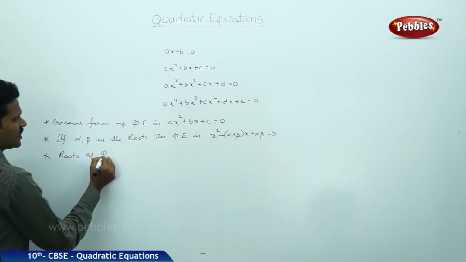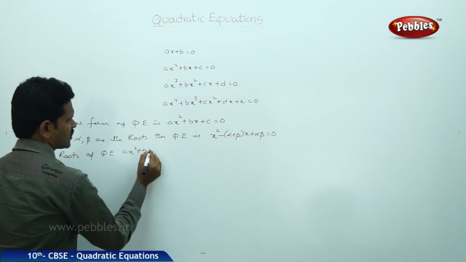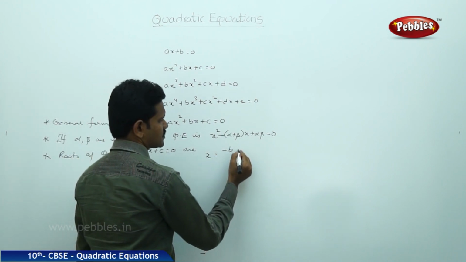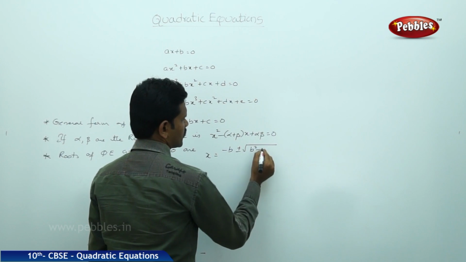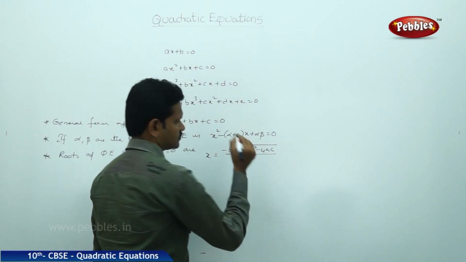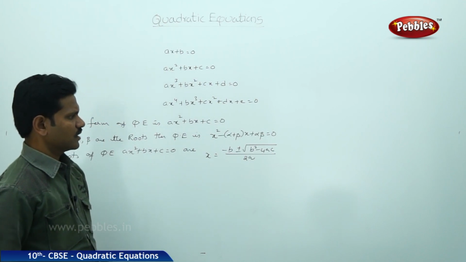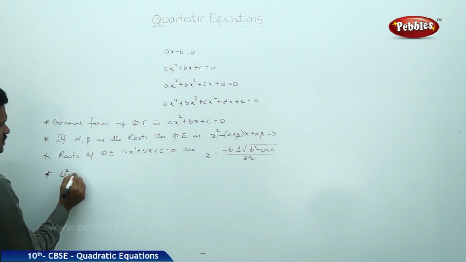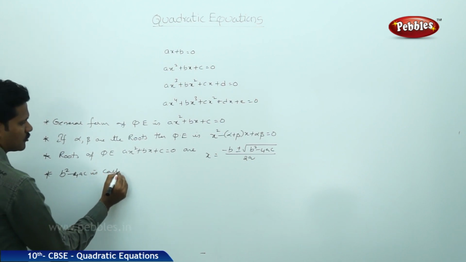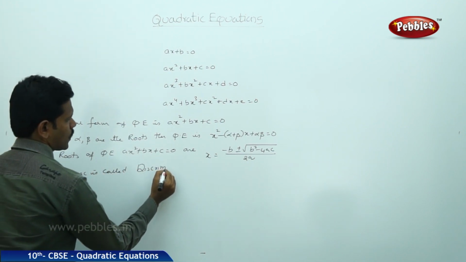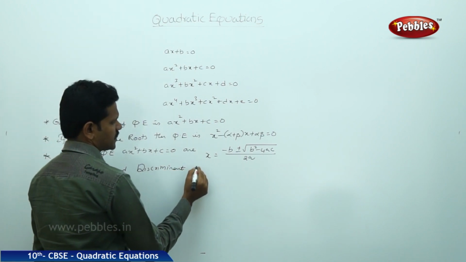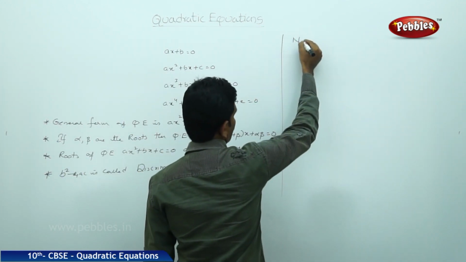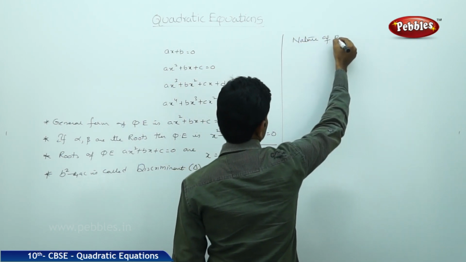Next, the roots of the quadratic equation ax square plus bx plus c is equal to 0 are x is equal to minus b plus or minus root over b square minus 4ac, by 2a, where b square minus 4ac is called the discriminant. The discriminant is represented by delta.